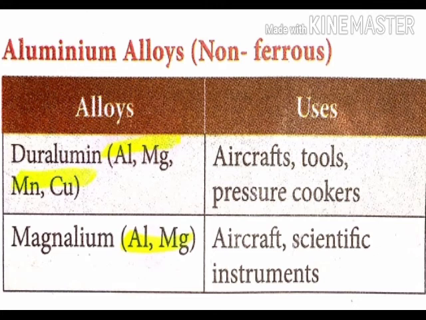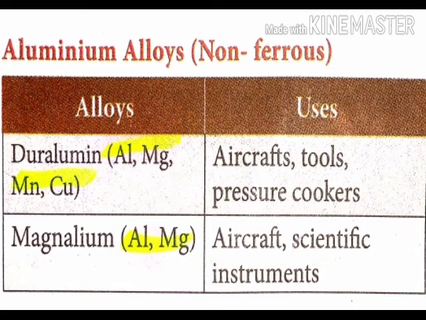Okay, the second alloy of aluminum is magnalium. Only two metals are mixed in it, that's aluminum and magnesium. Aluminum and magnesium mixed together to form it. So this is also used for making aircraft, and scientific instruments.